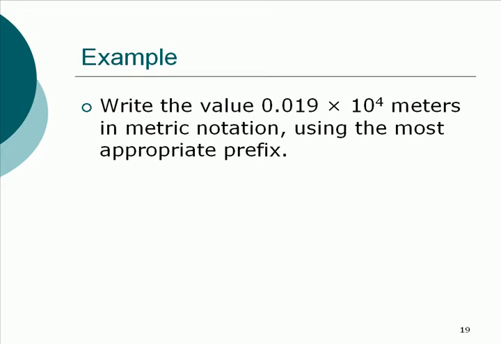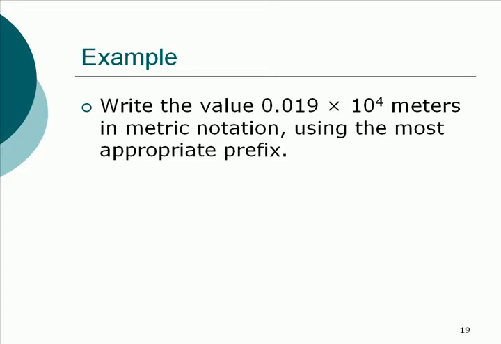So for example, let's write the value of 0.019 times 10 to the 4th meters. Now incidentally, just kind of an intuitive question, is 0.019 times 10 to the 4th meters a very long distance, or is that a pretty short distance? If you just move the decimal place according to what number is given there, that's actually how many meters? 190, right? 4 places to the right, move that decimal. That would be 190 meters. That's a fairly long distance.